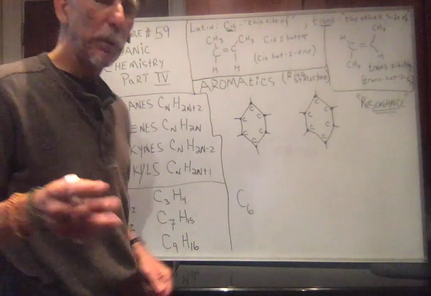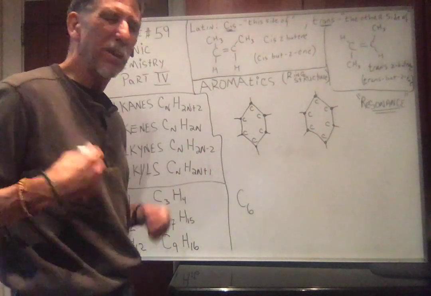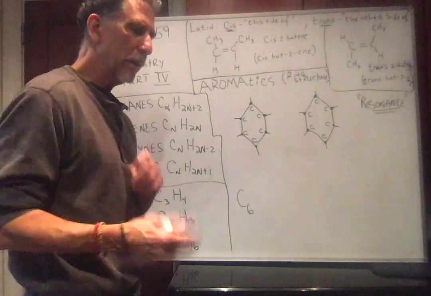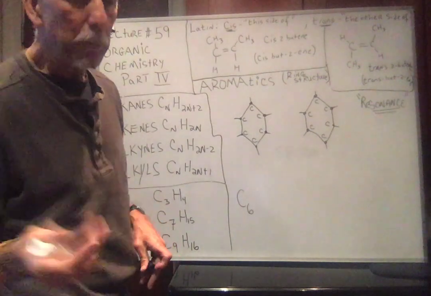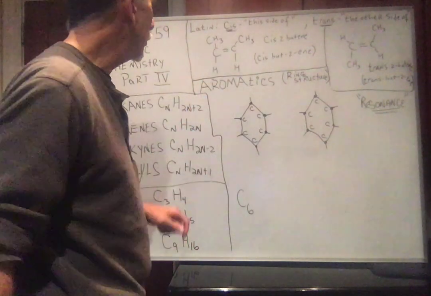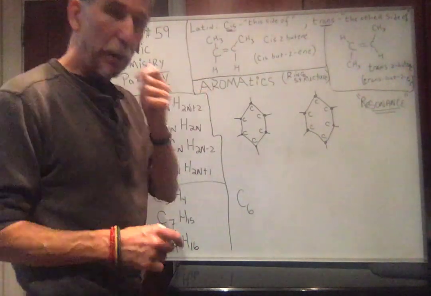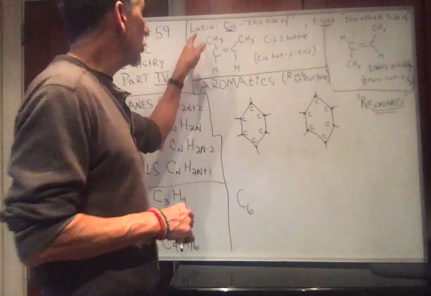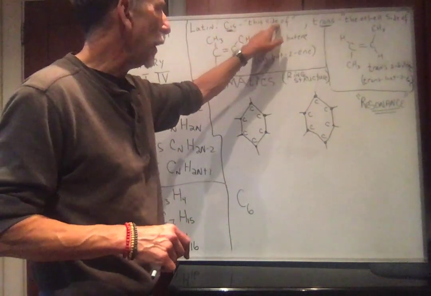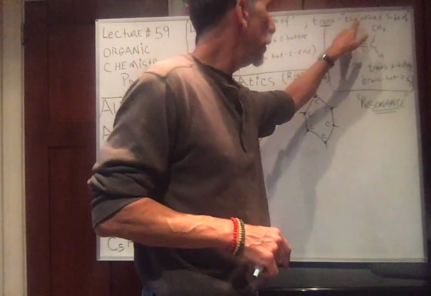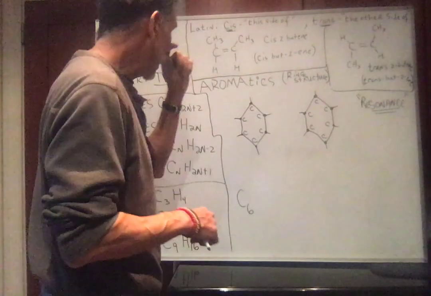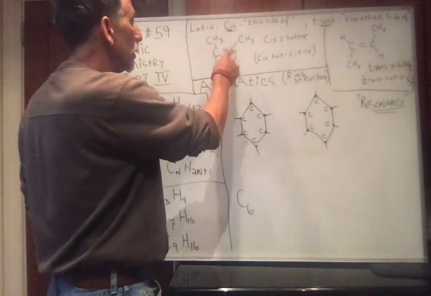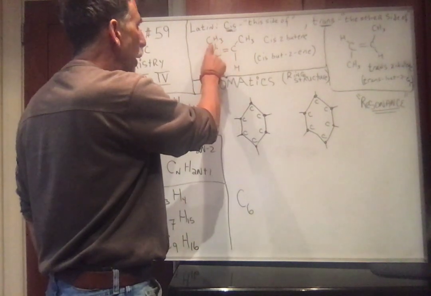I just want to mention something you may see in the textbook, which I really don't talk about because it's a little more detail than we want to do, but I'll mention it and then we'll pretty much forget it. From the Latin, you never thought you'd be learning some Latin, we use the word cis, which means this side of, and trans, the other side of. So for example, if I look at butene, double bond, I have a methyl and a methyl.